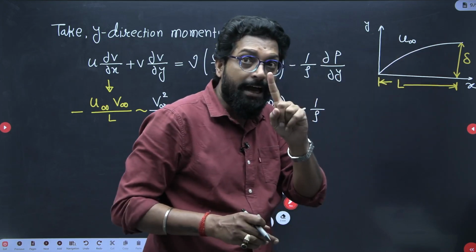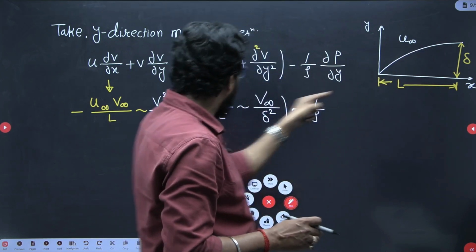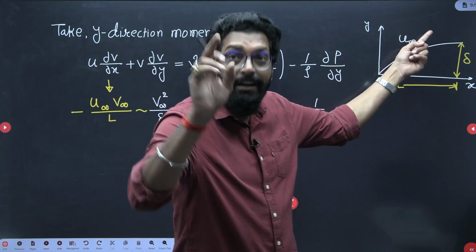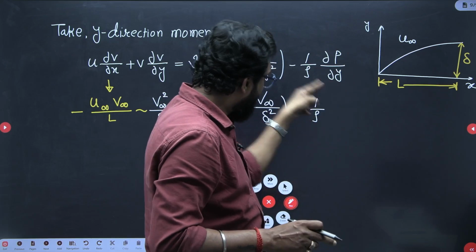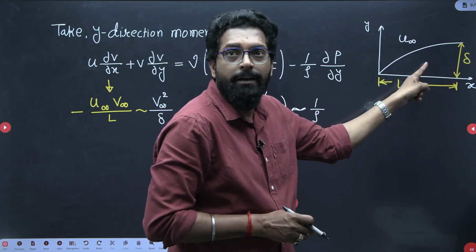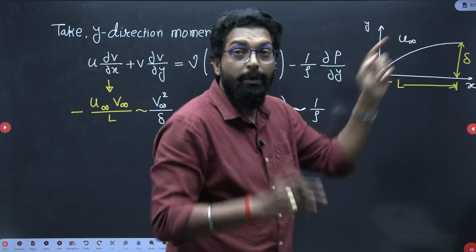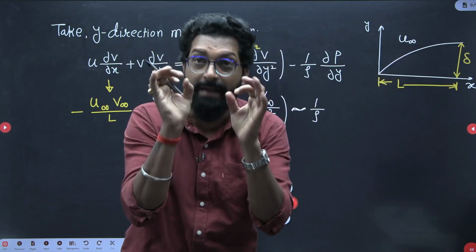And mind it, these equations are valid in the boundary layer, but why we are discussing outside, we'll discuss. Sir, this pressure gradient is within the boundary layer, but your analysis is above the boundary layer, how? We'll discuss. This is a very subtle concept, I am telling you.